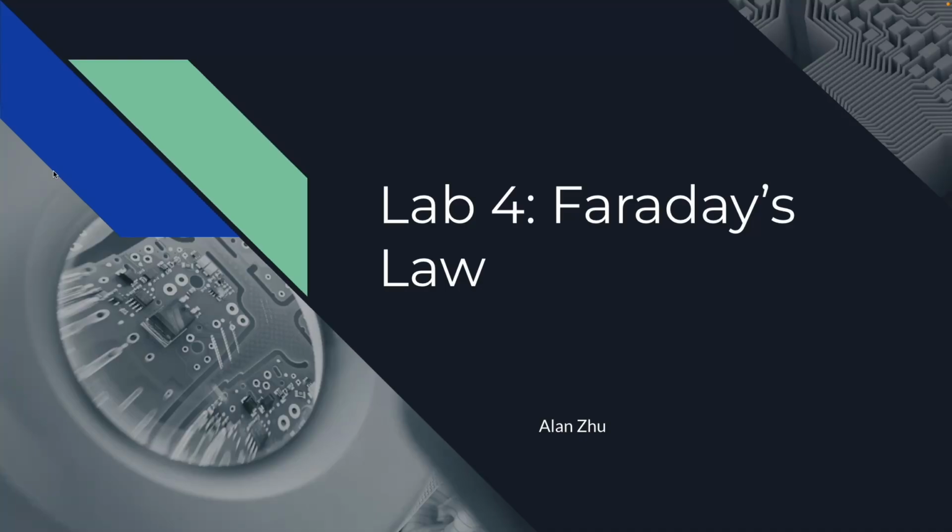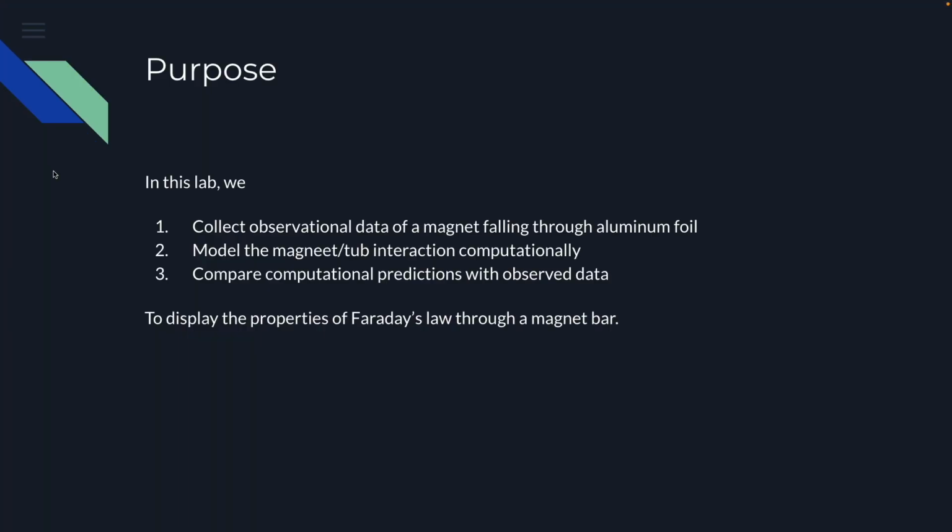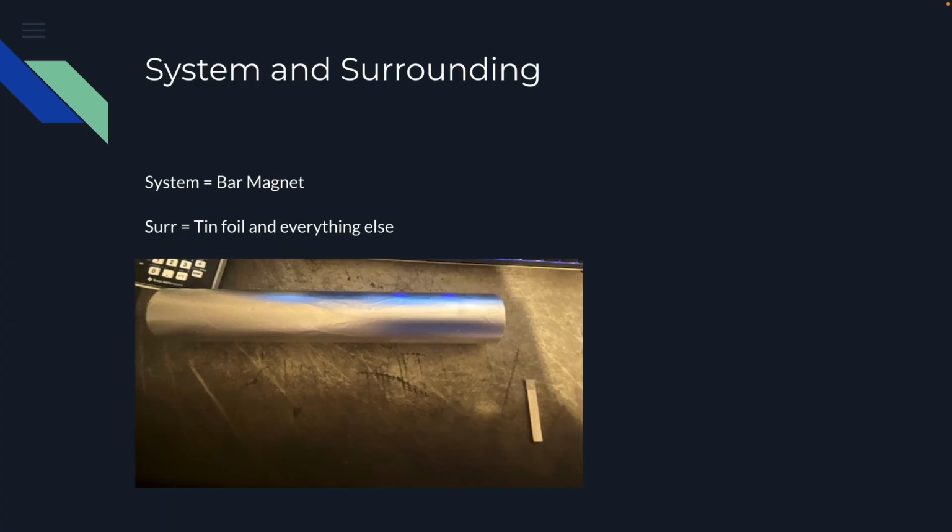Lab 4, Faraday's Law. Purpose. In this lab, 1, we collect observational data of a magnet falling through aluminum foil. 2, we model the magnet/tube interaction computationally. And 3, we compare the computational predictions with observed data, all to predict the properties of Faraday's Law through a magnet bar and aluminum foil.